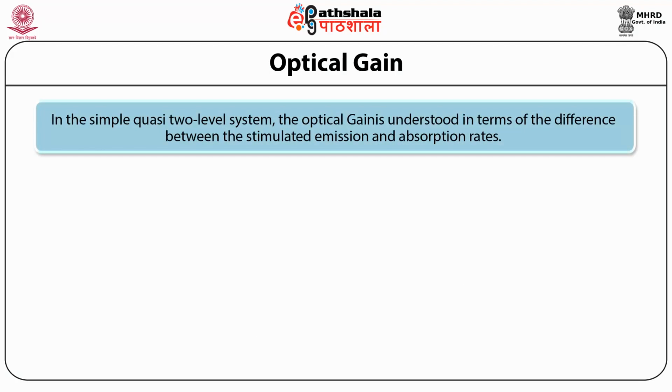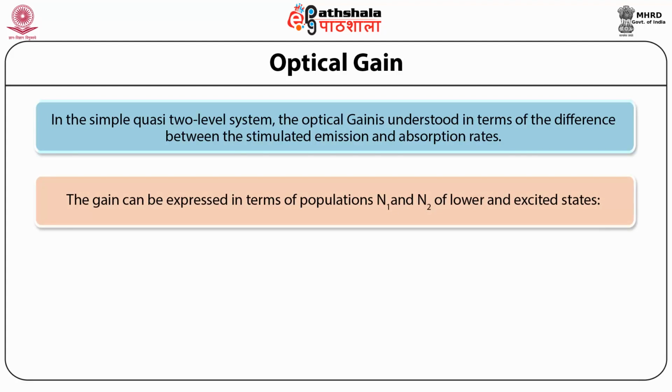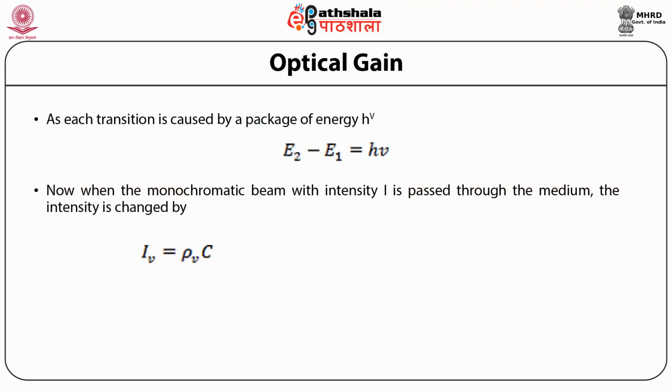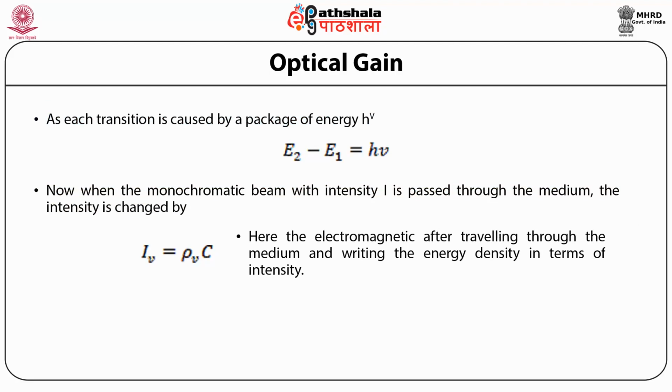So in the simple quasi two-level system, the optical gain is understood in terms of the difference between the stimulated emission and absorption rates. The gain can be expressed in terms of populations N1 and N2 of lower and excited states. So G = (σE N2 - σA N1) ρ(ν) c. Here the electromagnetic wave, after traveling through the medium, and writing the energy density in terms of intensity. Accordingly, the rate equation is ΔI = (dN/dt) hν.